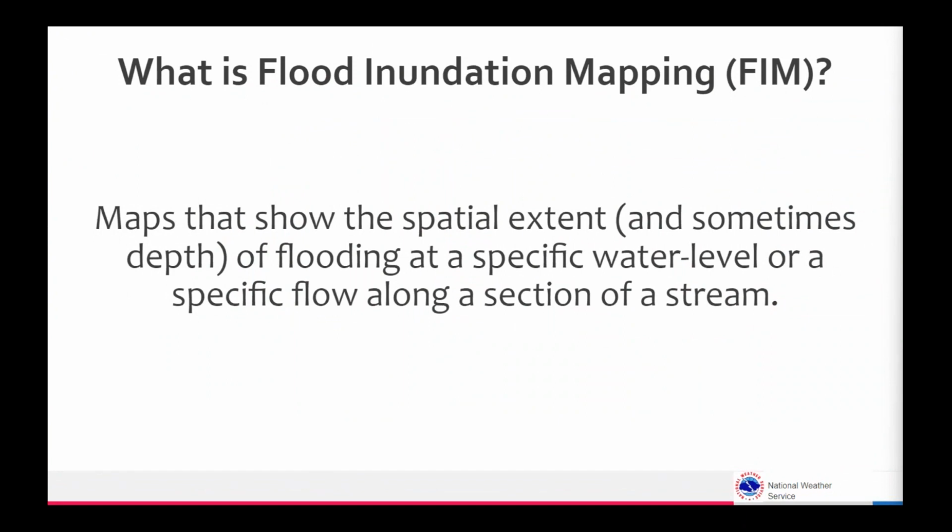So what is flood inundation mapping? They're essentially maps that show the spatial extent, sometimes the depth of flooding at a specific water level or specific flow along a section of a stream. One thing I also want to point out here is the acronym FIM. You may or may not have heard people use the term FIM before, but you'll be hearing this a lot from me today and a lot in the coming years. So I want to make sure you know when you hear FIM, it's regarding flood inundation mapping.